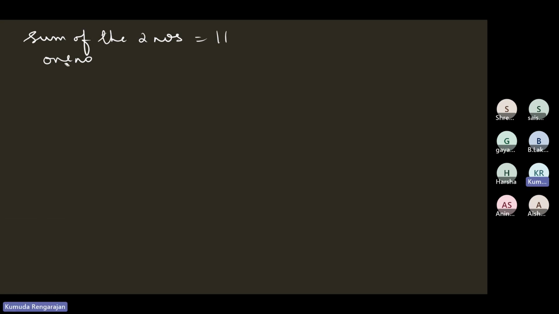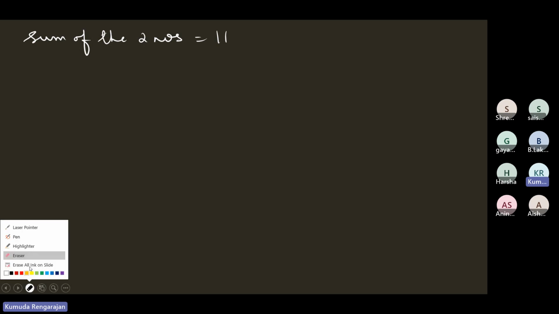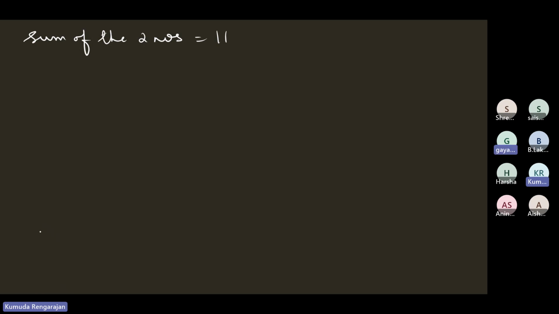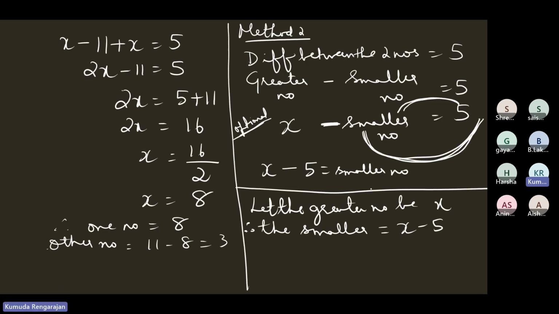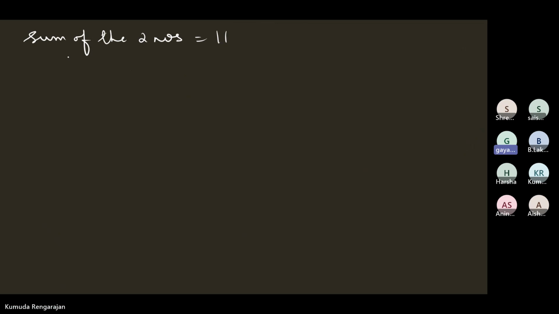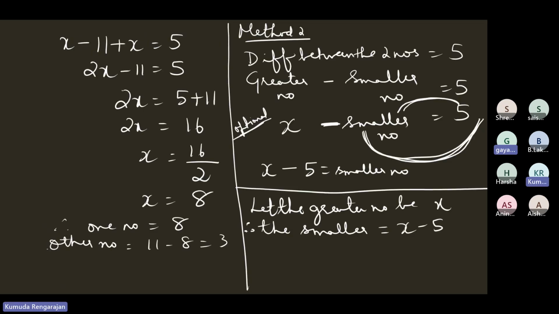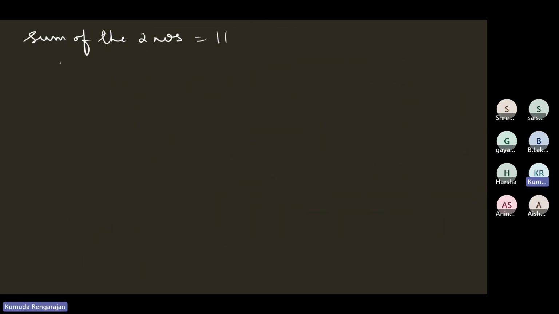One number plus the other number is 11, right? Sum of the two numbers is 11, meaning? So what is one number? x. What's the other number? 5 plus x, ma'am. No, you're reading from your book. Tell me from the screen. We have got x and x minus 5. Oh, x minus 5, sorry, ma'am. So x plus x minus 5, ma'am.